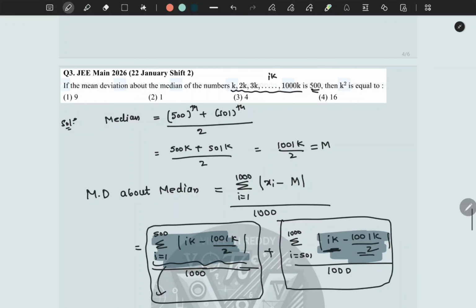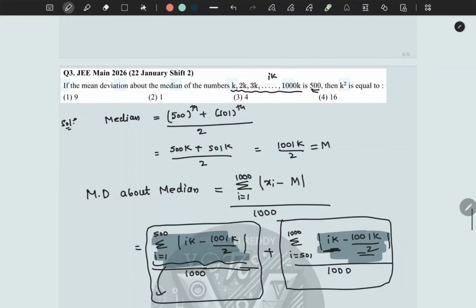Dear students, if you have not understood, please rewind the video and watch this. This entire value is 125k. So this entire value will also be 125k. That is what I was trying to say here, right? So I hope you understood this point.